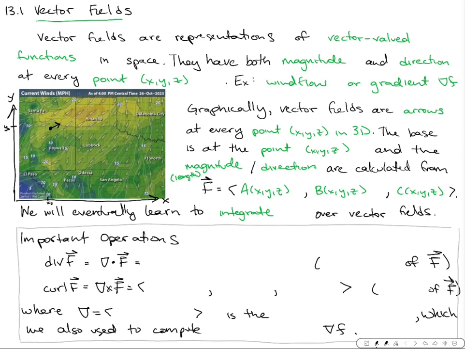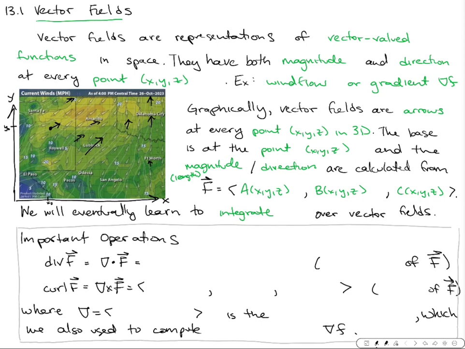Maybe it's super windy in Lubbock, so the arrows are bigger there, it's a stronger wind flow, and maybe it's a little bit less windy over here in Fort Worth. The arrows are shorter and point in a different direction because wind doesn't go the same direction everywhere. Once you fill in all these different arrows all over the place, that generates an entire vector field. I'm not going to highlight all of those, but if you've seen a picture like this, you've seen a vector field.